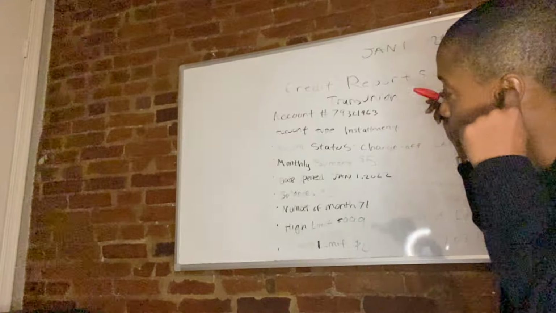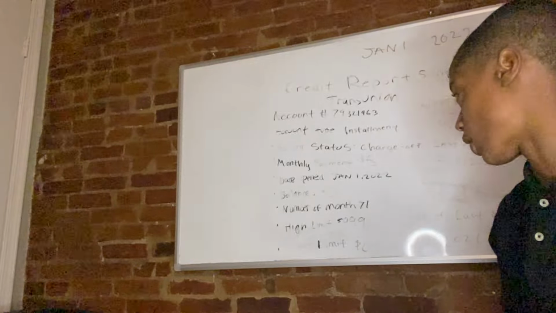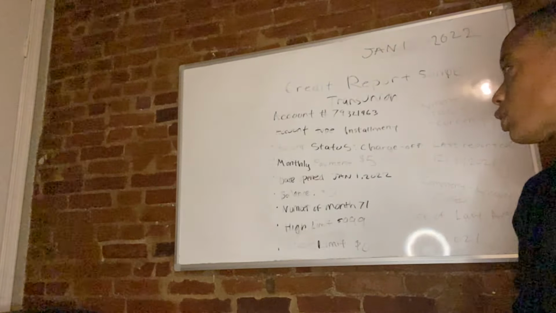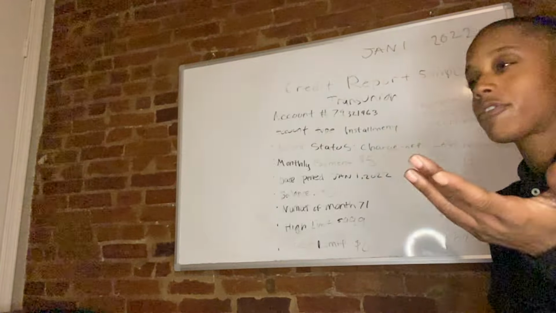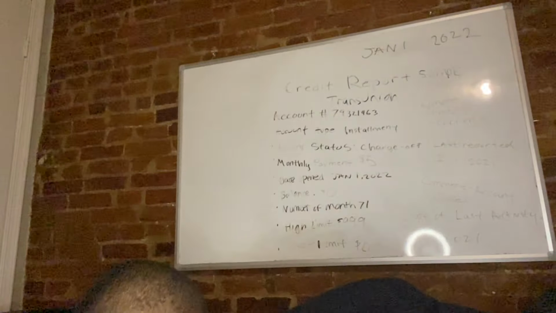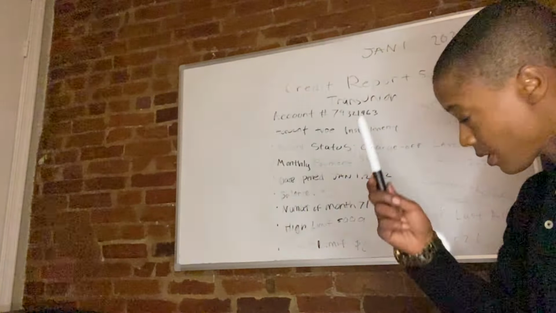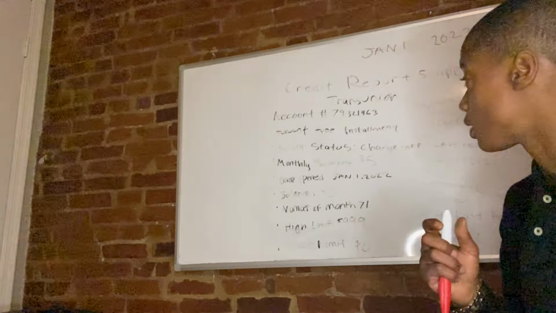So now let's go back through this account and let's figure out what this information is telling us, right? What is the status charge off telling us? What is the monthly payment $5 telling us? What is the open date January 1st, 2022 telling us, right? What is all this information? Like, what is it telling us? Like, what does it mean, right? This is where, I'm sorry, this is where the red marker comes in, okay?